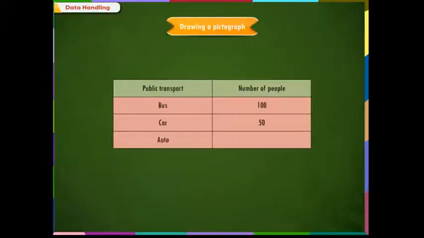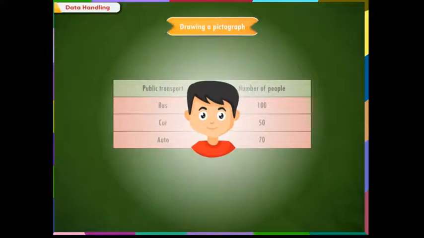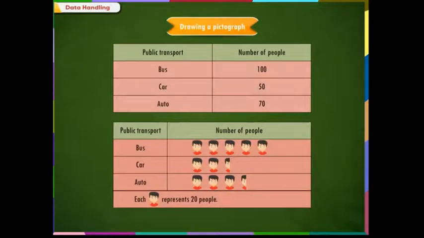Drawing a pictograph. Let us now draw a pictograph with the help of the given data. Let us use the picture of a boy to represent the people traveling in various conveyances. As the numbers are large, we use one picture to represent 20 people. The public transport bus was used by 100 people. If one picture represents 20 people, then 5 pictures will represent 100 people.